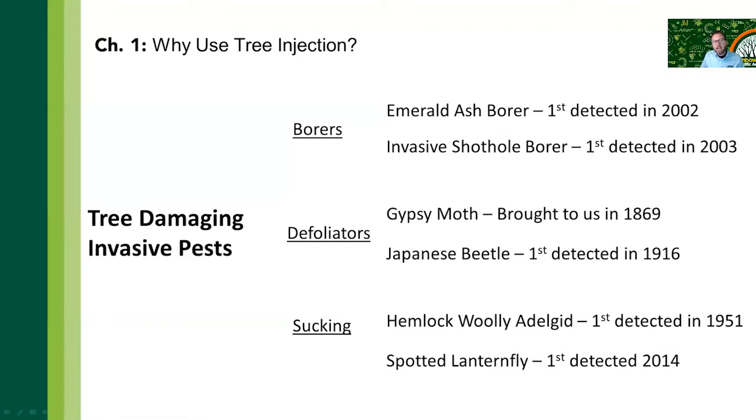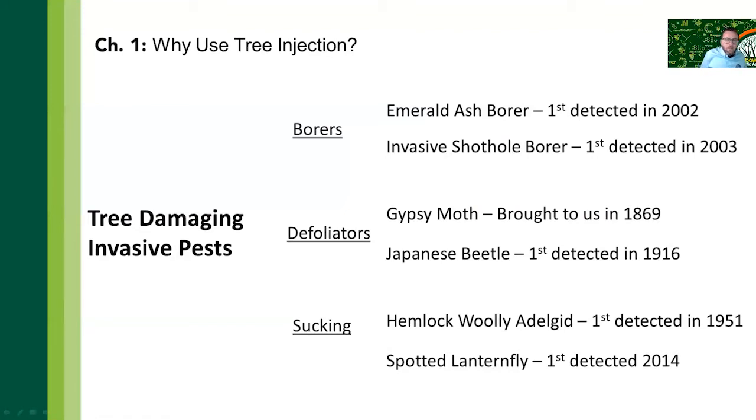And then finally here, we have our sucking insects that have been brought in and have caused a lot of damage. So one here on the East Coast that we think of a lot is Hemlock woolly Adelgid, which was first detected in 1951 in Virginia and has since spread throughout the range of hemlock here in the East for the most part. Again, this is one of these pests. This is a tree killing pest. Left untreated or unchecked, this pest can kill a tree over the course of a few years. And unfortunately, if you go out, especially into our Appalachian Mountains, we find a lot of dead hemlocks because of this pest.